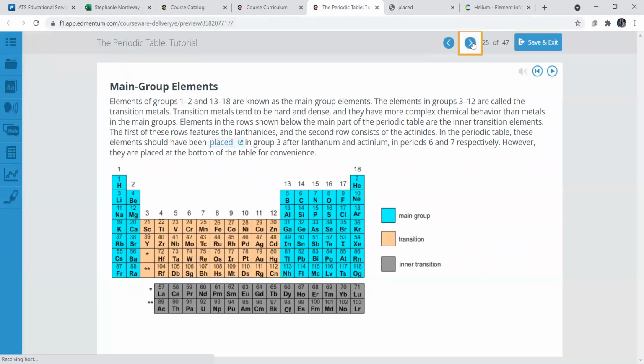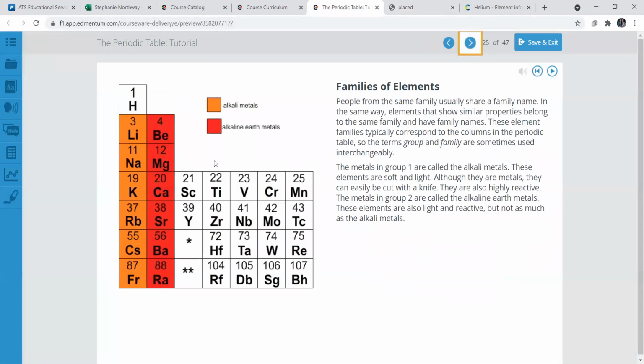Okay, let's go to alkali metals and alkaline earth metals. So there's 2 different categories here. And you've probably heard of these before, the word alkaline. And these metals, alkali metals, these metals are soft and light. Although they're metals, they can easily be cut with a knife. That's a fun fact right there as well. Alkaline earth metals are light and reactive. So the ones right here, alkaline earth metals, are in the red.